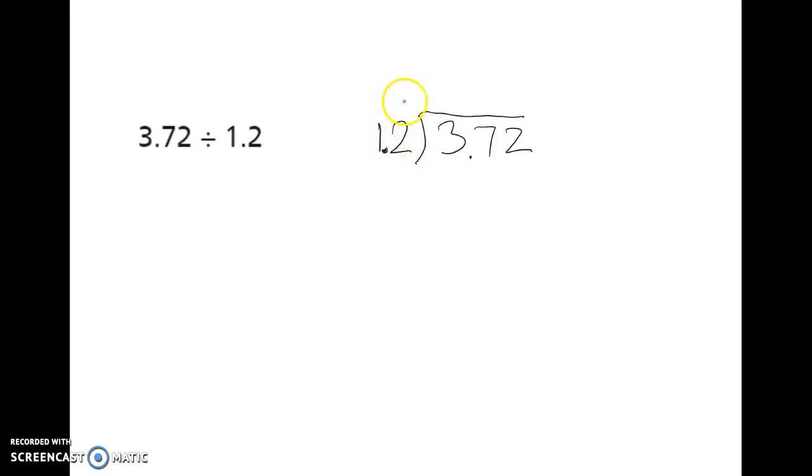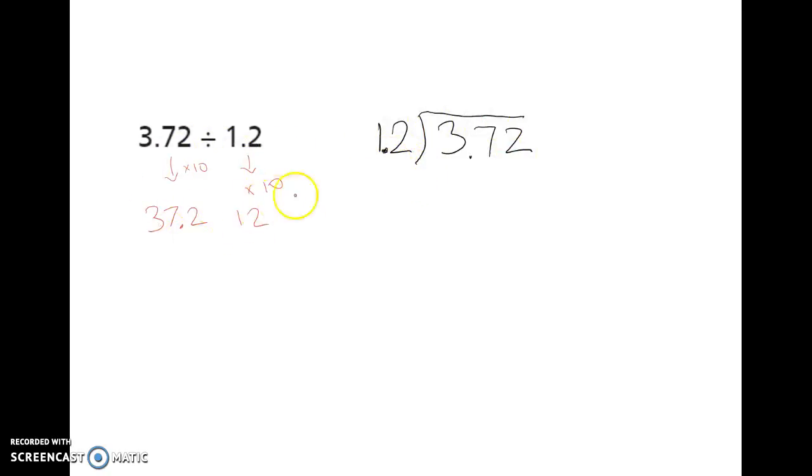So I'm going to think that I'm multiplying this times 10 to change 1.2 to 12. But I also have to multiply this times 10. So that's going to be, instead of 3.72, it's going to be 37.2.